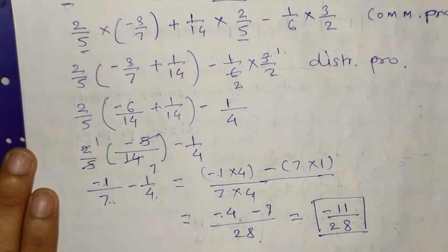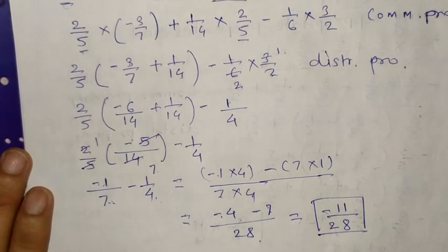So in the whole example we used two properties. Initially we used, in general, commutative for changing the order. Then we used distributive property. These two properties are very important and they help us to solve any example easily. So I hope friends you understood both the examples, and thanks for watching this tutorial. Thank you.